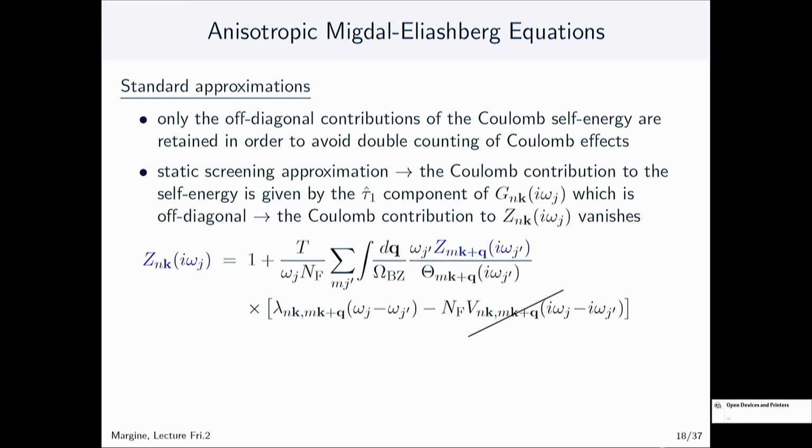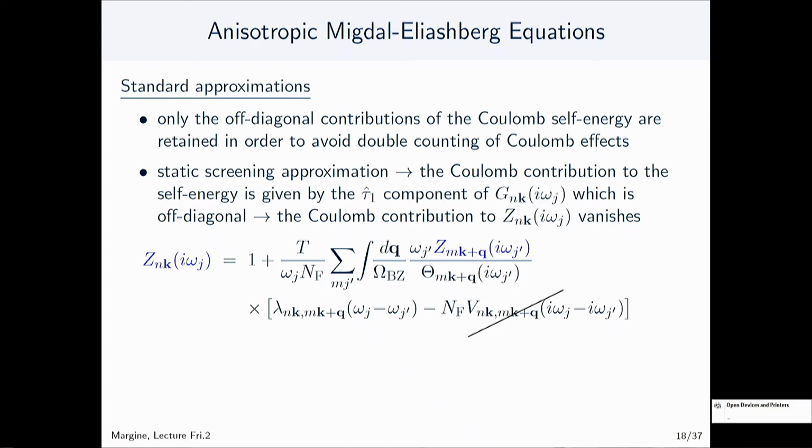And we are also going to work in the static screening approximation. So what this means is that the Coulomb contribution to the self-energy is only given by the tau 1 component of G, which by definition is already off diagonal.